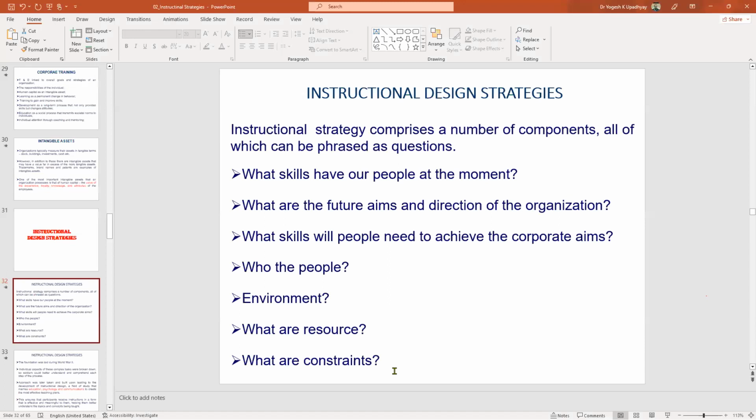Now coming, this is the most important part. Every time you have one question. Even in the last session examination, there was a question on before training, in training, and after training. But before that, instructional strategy, we are there in the one case study.